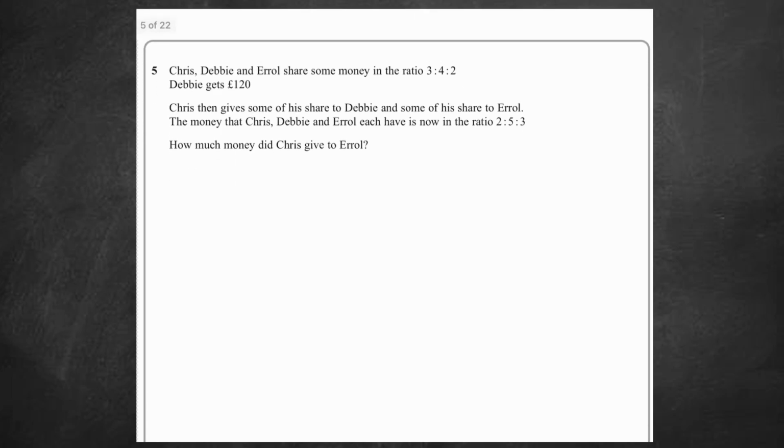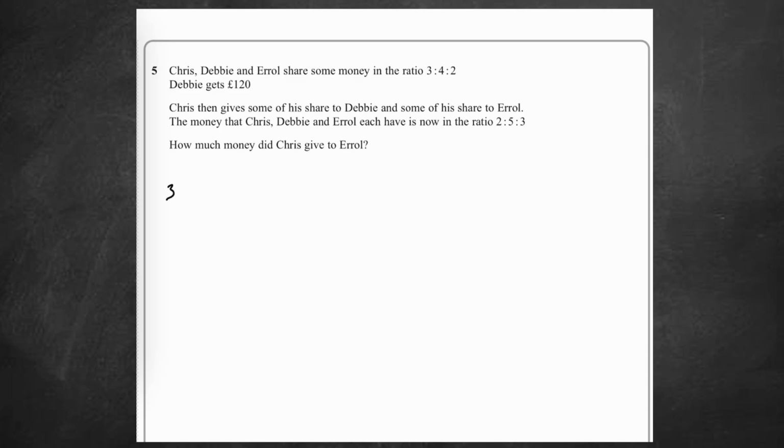Question number 5. Chris, Debbie and Errol share some money in the ratio 3:4:2. Debbie gets £120. Chris then gives some of his share to Debbie and some of his share to Errol. The money that Chris, Debbie and Errol each have is now in the ratio 2:5:3. How much money did Chris give to Errol?